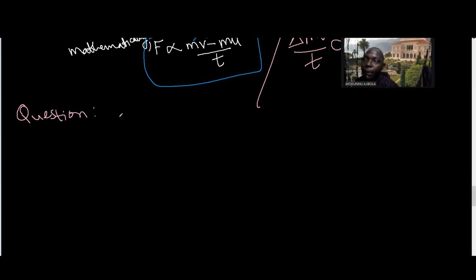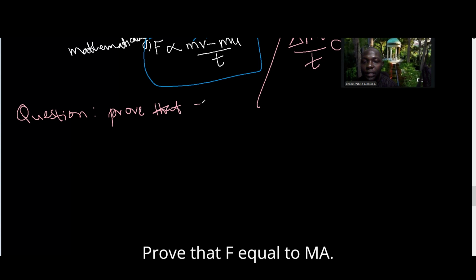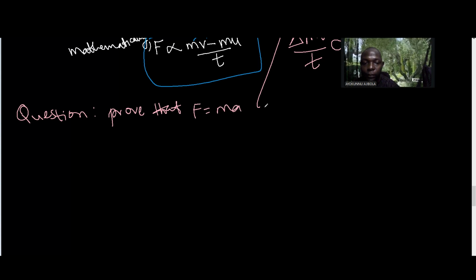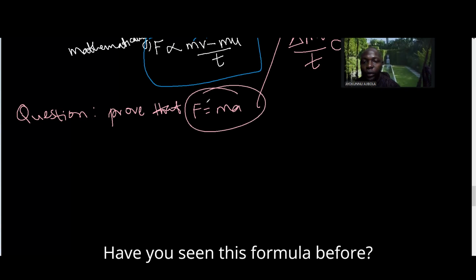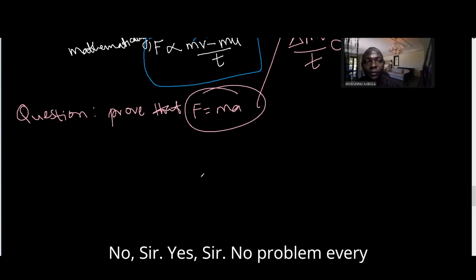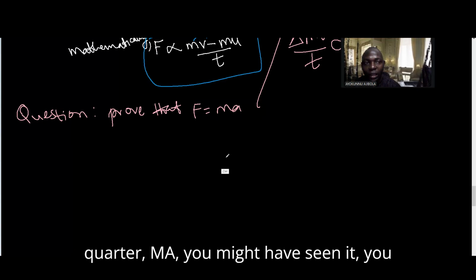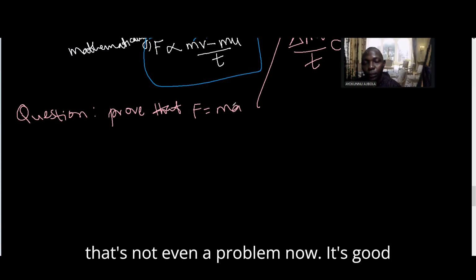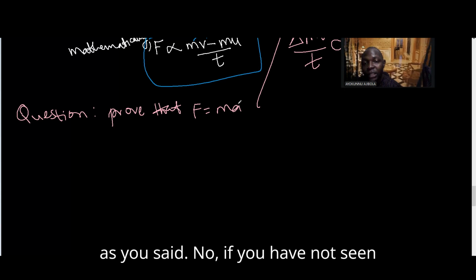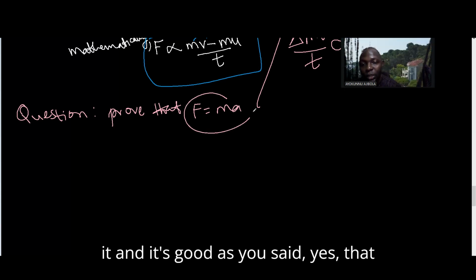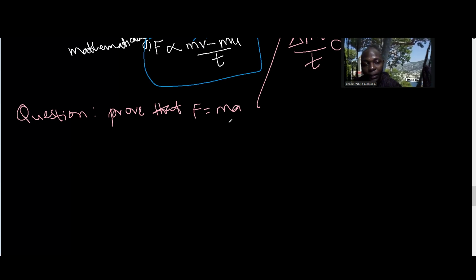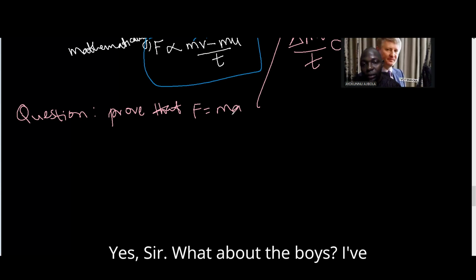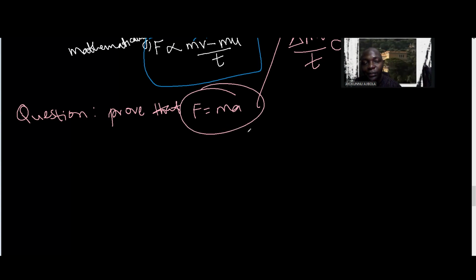They will say, Yes, sir. Prove that F equals MA. Have you seen this formula before? No, sir. Yes, sir. F equals MA. You might have seen it, you might not have seen it before. But that's not even a problem now. It's good if you said no, and it's good if you said yes. Good. What about the boys? Have they seen this formula before? I'm answering you before.